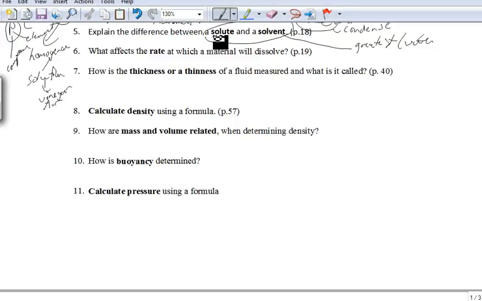We were talking about solute versus solvent. A solvent is a substance that is in greatest amount in a solution, and it's usually water. And there can be more than one solute. So these are substances in lesser amount.